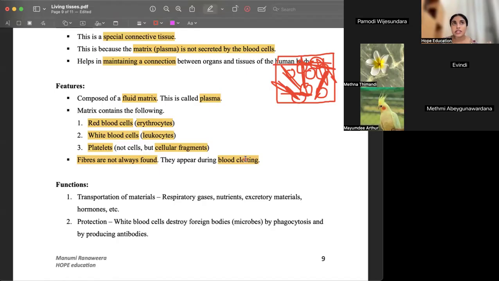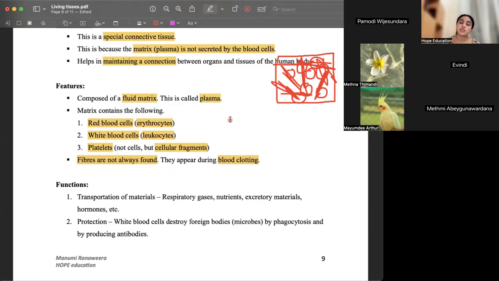So normal connective tissues have cells and fibers. In blood also, because it is a connective tissue, there are cells and fibers. But the fibers are not there all the time. You can find fibers only when blood clotting happens. Okay, so that is blood.